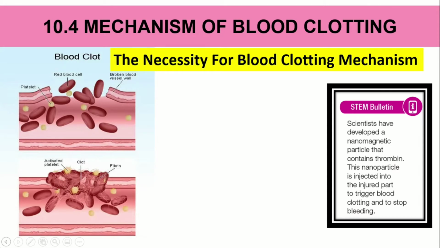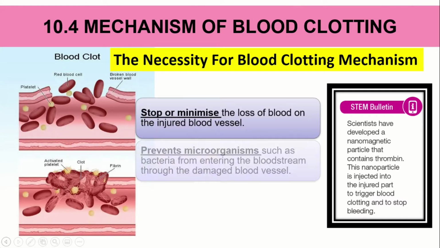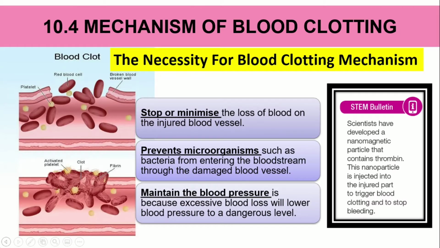This is the necessity or the importance of the blood clotting mechanism. It will stop or minimize the loss of blood from the injured blood vessel, prevent microorganisms such as bacteria from entering the bloodstream, and also maintain the blood pressure.